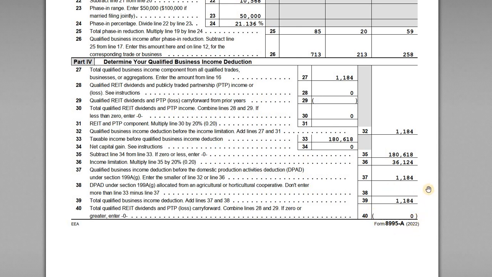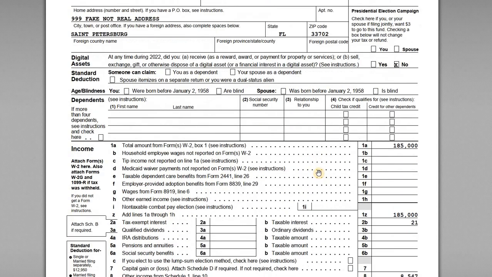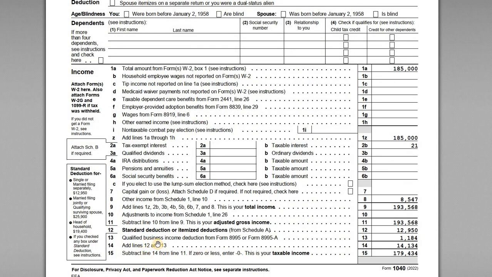So now once that's all said and done, where does that number go? Well, it goes up on your 1040, right? Line 13, qualified business income deduction from Form 8995 or the 8995-A. So there's our 1184 amount. So that is a reduction to his AGI in arriving at taxable income. So that is how the deduction is calculated.